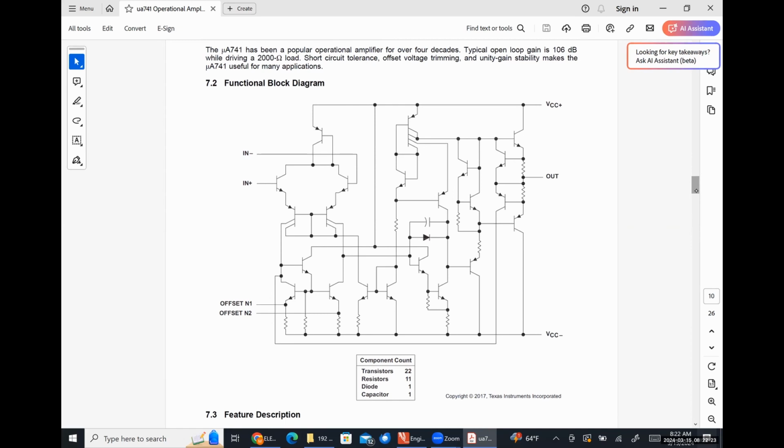So this is a functional block diagram of the Texas Instruments μA741 operational amplifier. It contains just a whole bunch. Don't know why the screen went black. So it contains a whole bunch of bipolar junction transistors. Seems like it says 22 down there, 11 resistors, a diode, and a capacitor.